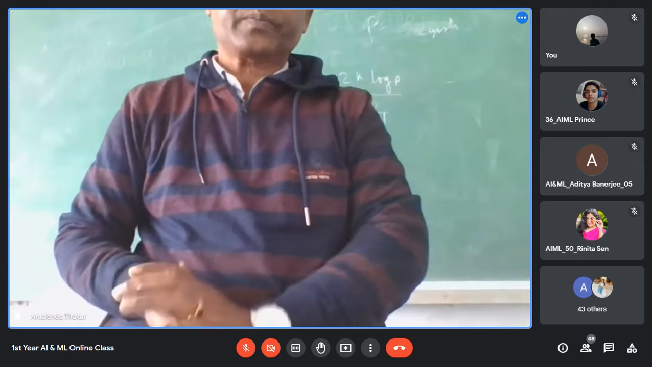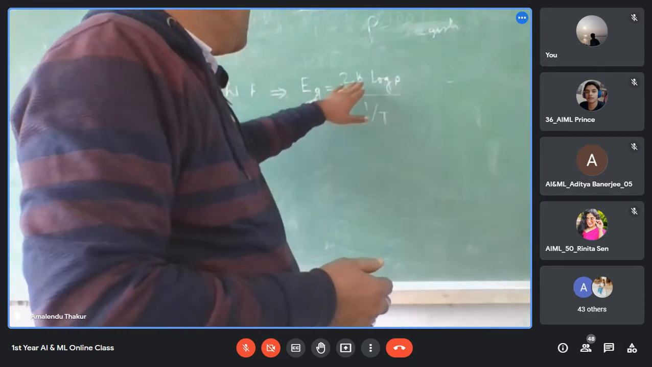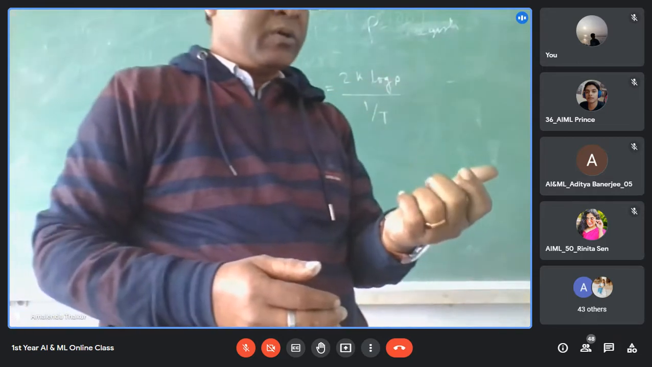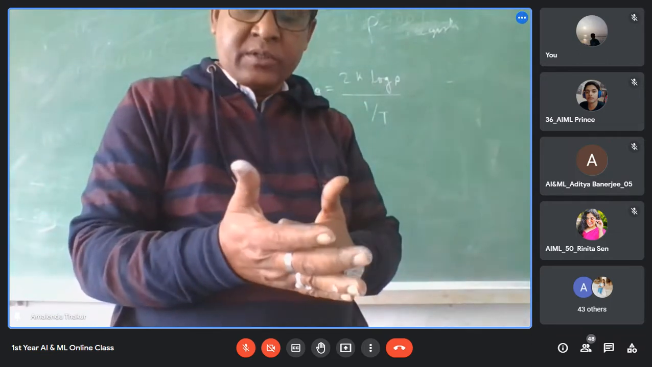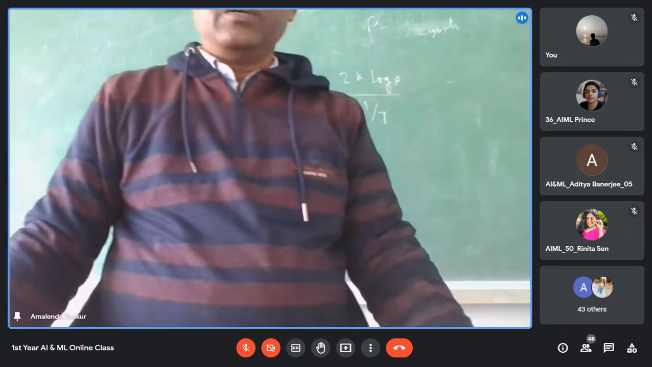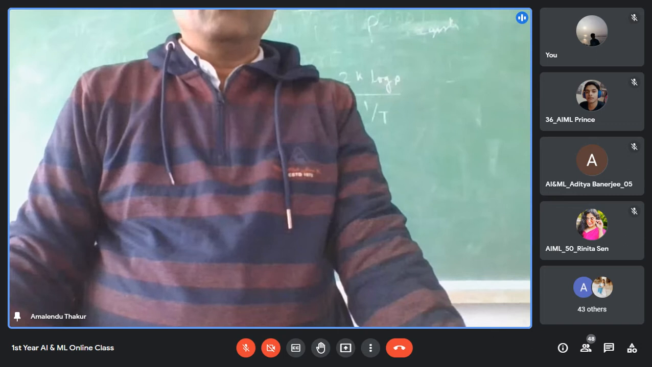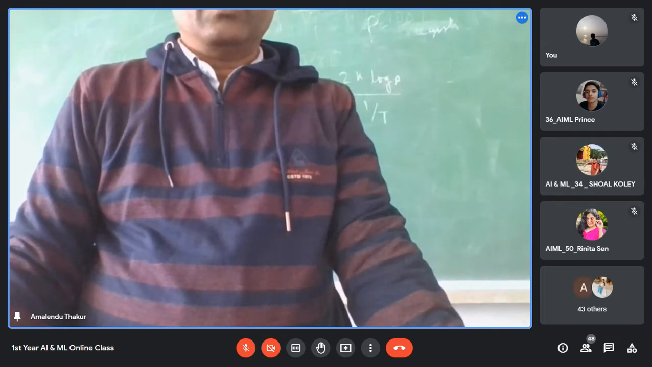Okay. The working formula is given by Eg is equal to 2K, and K is the Boltzmann constant. You know the value of the Boltzmann constant? 8.6 into 10 to the minus 5. We will supply this value also.